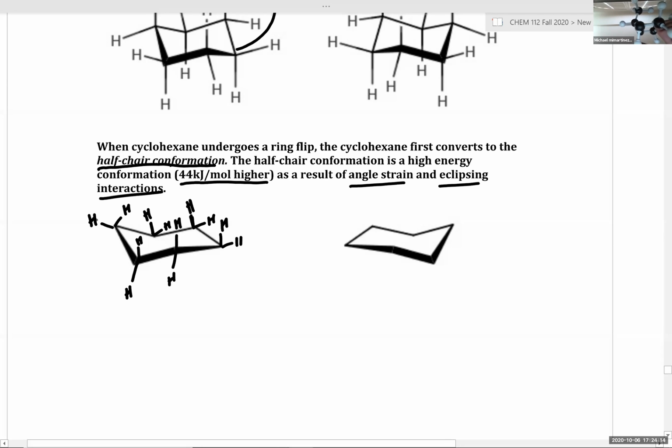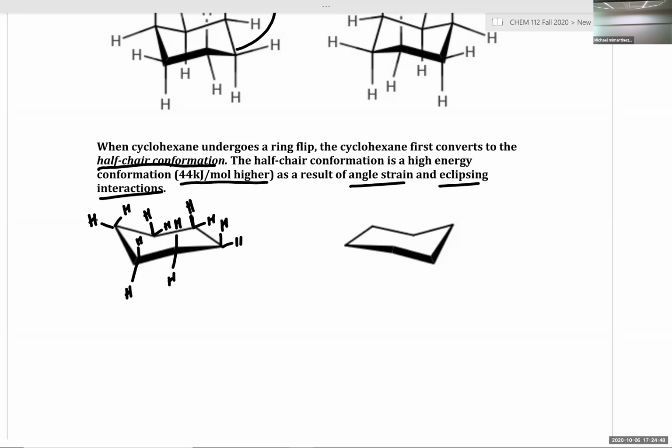Okay, so just to summarize what we've done. We started out with our typical chair conformation. We moved carbon number 4 up into the plane of the page. This is known as the half-chair conformation. We've moved carbon number 4 into the plane of the page, and we've introduced a fair number of eclipsing interactions.